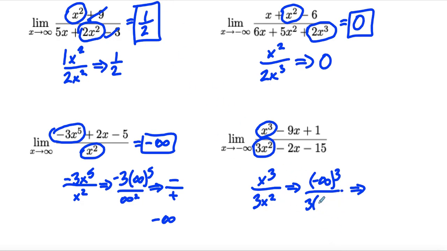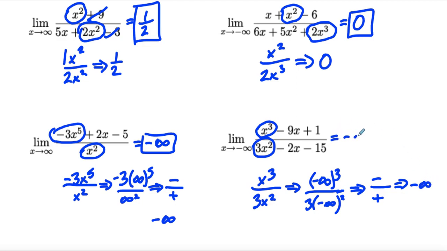I'm just thinking about if I input a really large negative number, does it stay negative or does it turn positive? So in this case, the numerator will turn negative, and then in the denominator, it will stay positive. So that means that the answer for this one is also negative infinity.